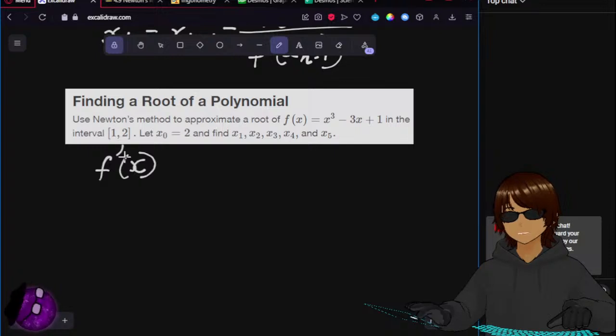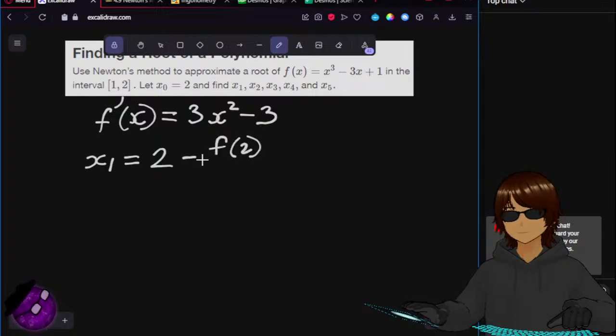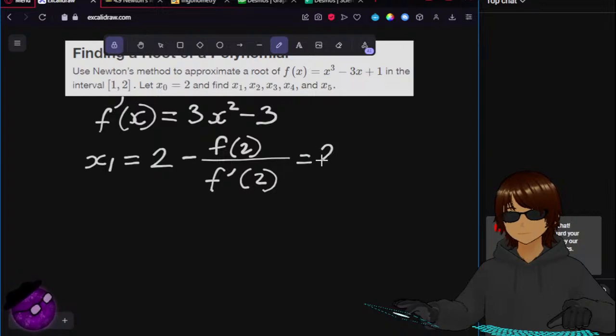The derivative of f of x is 3x squared minus 3. So x0 is 2, x1 is x0 minus f of x0 divided by the derivative. So 2 over here.